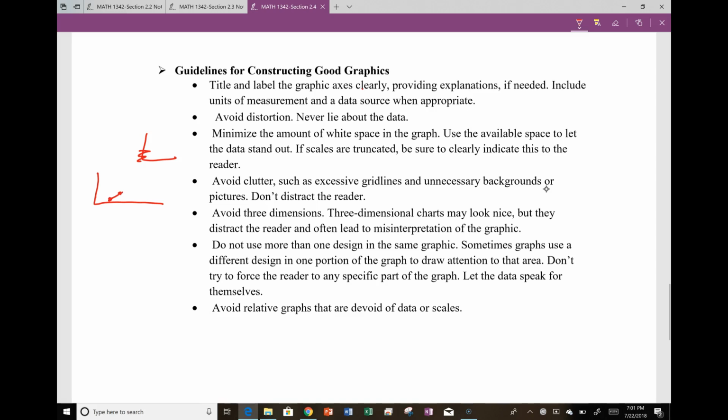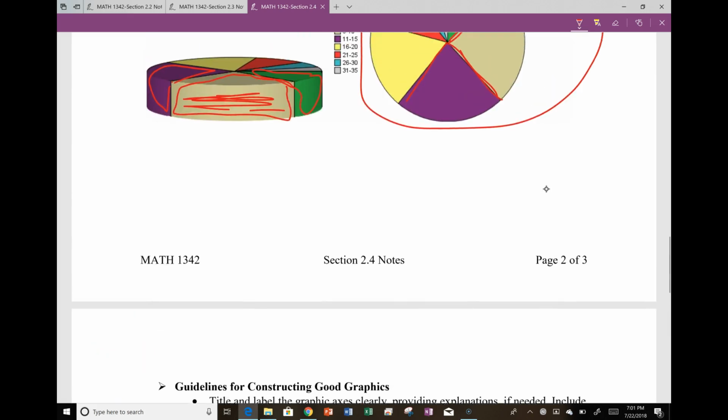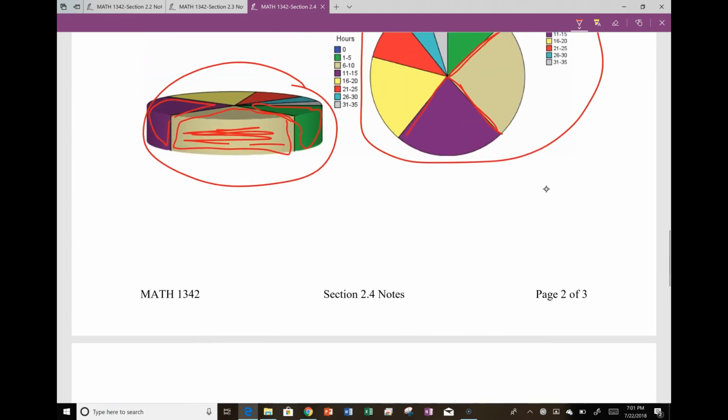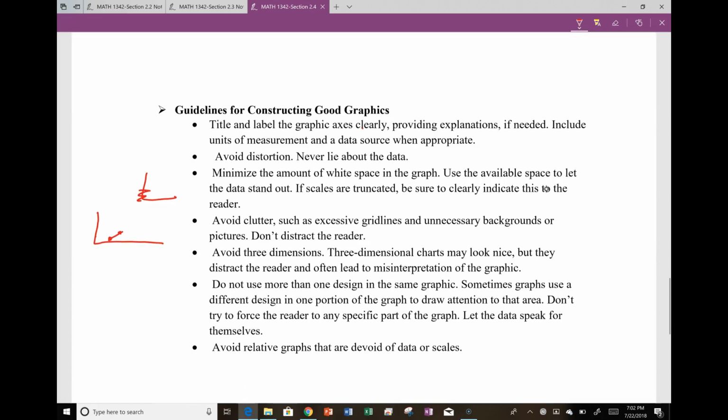Avoid 3 dimensions, such as this one right here. It's very misleading, so we want to avoid those.